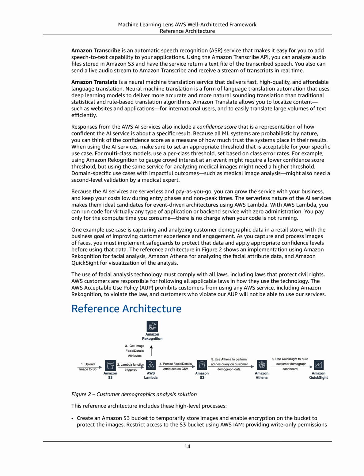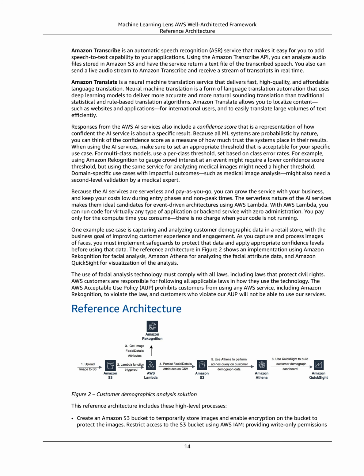Amazon Translate is a neural machine translation service that delivers fast, high quality, and affordable language translation. Neural machine translation is a form of language translation automation that uses deep learning models to deliver more accurate and more natural-sounding translation than traditional statistical and rule-based translation algorithms. Amazon Translate allows you to localize content, such as websites and applications, for international users, and to easily translate large volumes of text efficiently.